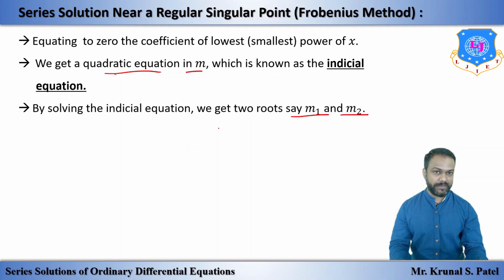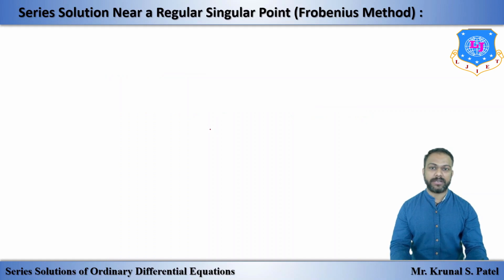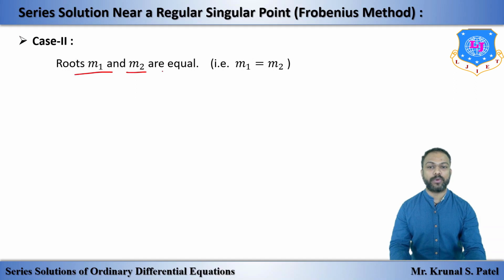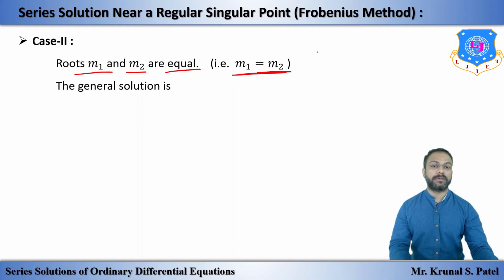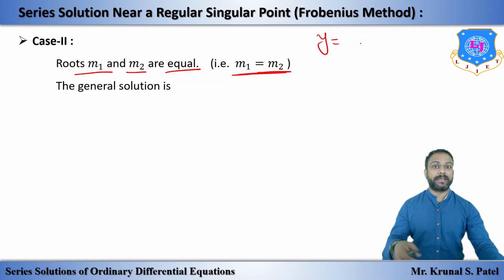Okay, so case 1 we have already seen in the previous lecture. Now in case 2, what will happen? In case 2, if m1 and m2 are equal, that means both roots are identical, m1 is equal to m2, then how can we find the general solution? After the recurrence relation and finding a1, a2, a3 in terms of a0, we have y.